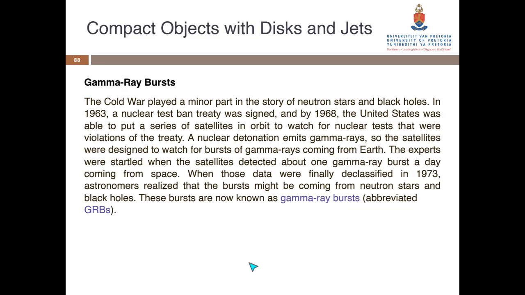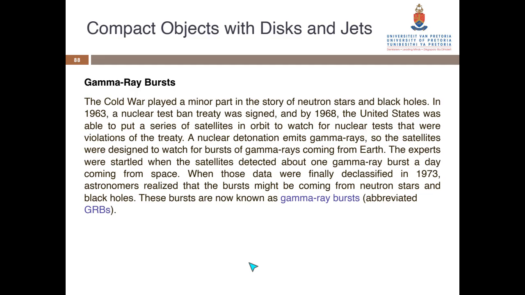The Cold War played a minor part in the story of neutron stars and black holes. In 1963, a nuclear test ban treaty was signed, and by 1968, the United States was able to put a series of satellites in orbit to watch for nuclear tests that were violations of the treaty. A nuclear detonation emits gamma rays, so these satellites were designed to watch for bursts of gamma rays coming from Earth. The experts were startled when the satellites detected about 1 gamma ray burst a day coming from space.